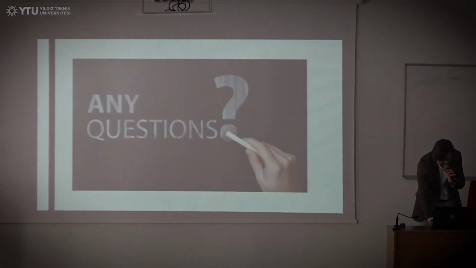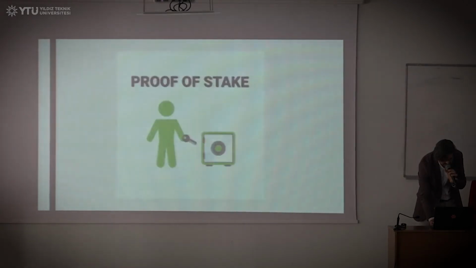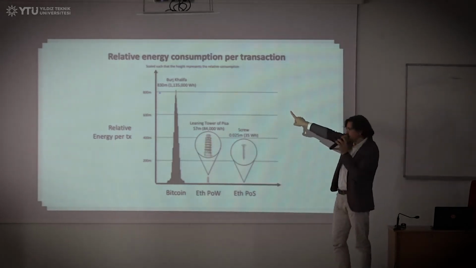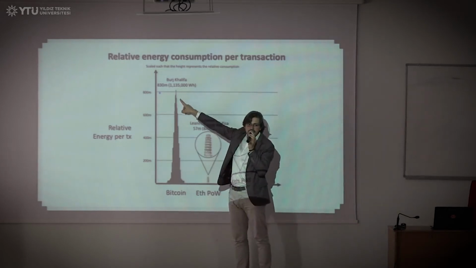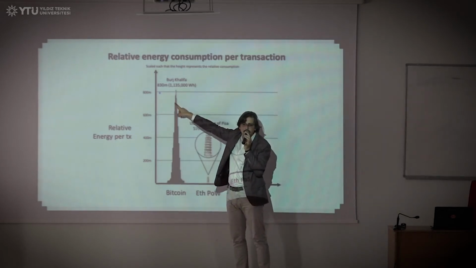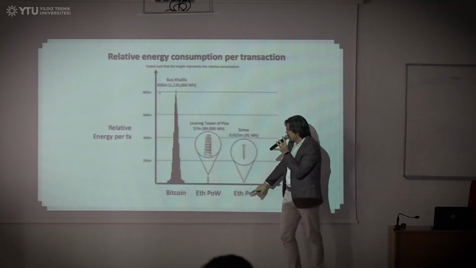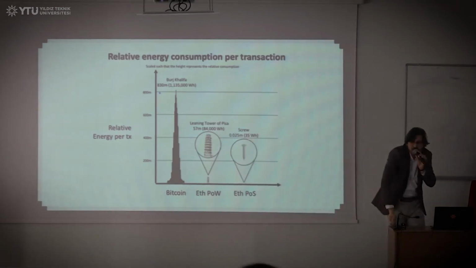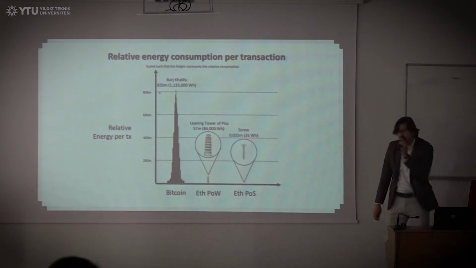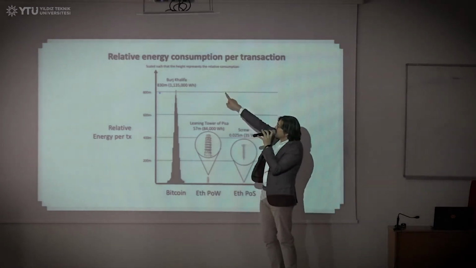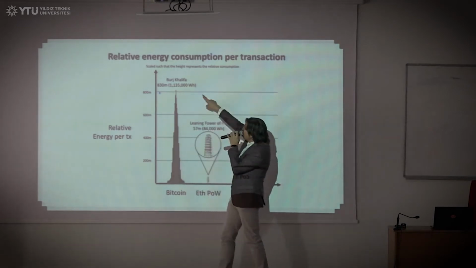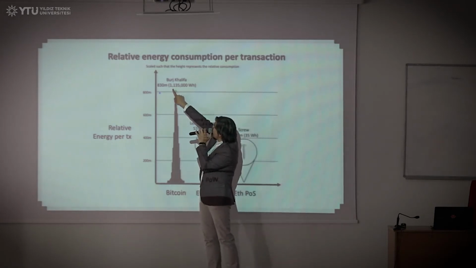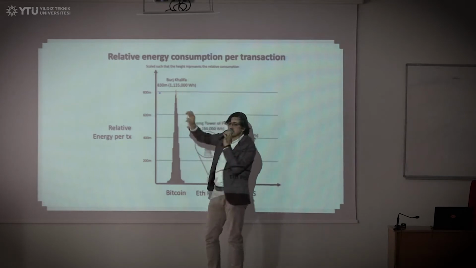Where is it? Let me just find it. Relative energy consumption per transaction. This is Burj Khalifa, the skyscraper in Doha, okay? This is Pisa Tower in Italy. This is one screw. You know screw? The one that you use to connect the things, okay? Especially furniture. Relative energy per transaction. So, Bitcoin blockchain network consumes, okay, 1,135,000 watts per hour.